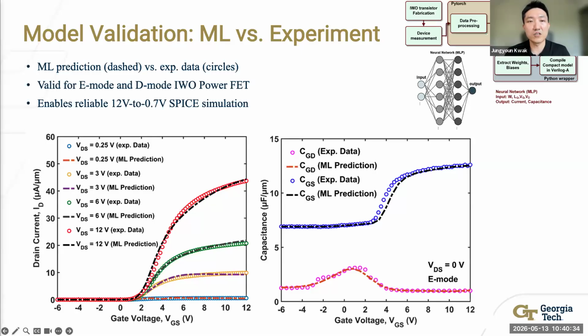The right figure shows the capacitance-voltage curve, the CV curve. The x-axis is gate voltage in volts, and the y-axis is capacitance in femtofarads per micrometer. The model also matches the measured capacitance-voltage behavior well. Together, the IDVG and CV matches confirm that the Verilog-A model correctly captures both DC and AC characteristics of the indium tungsten oxide transistor.